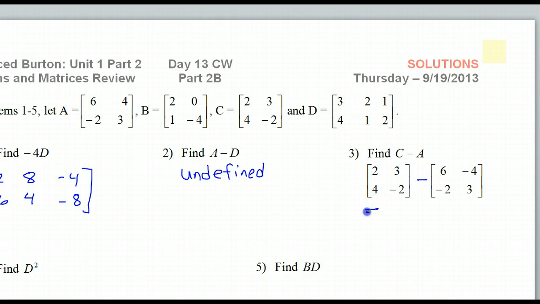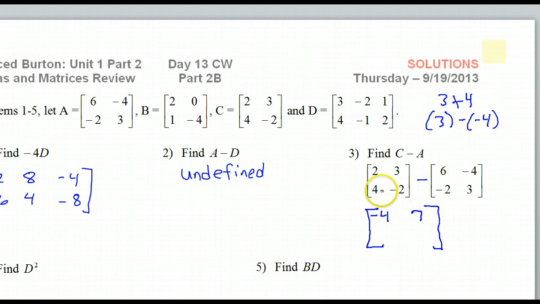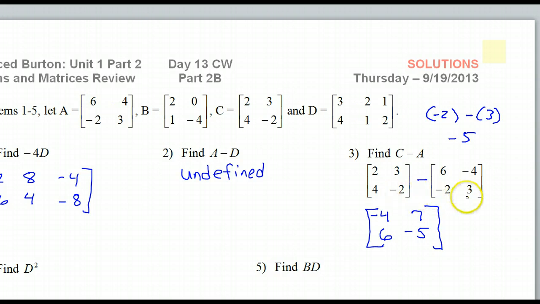So this is just going to be a 2 by 2 matrix, just like the two original matrices, but 2 minus 6 is -4. 3 minus -4 is 7. Did you catch that? 3 minus -4. Minus a negative you add, so that's why I'm getting 7. Same thing is going to happen again. 4 minus -2 is the same thing as 4 plus 2, so that's going to be 6. And then -2 minus 3 is -5. So that is the answer to number 3.